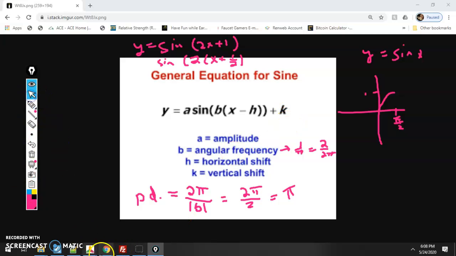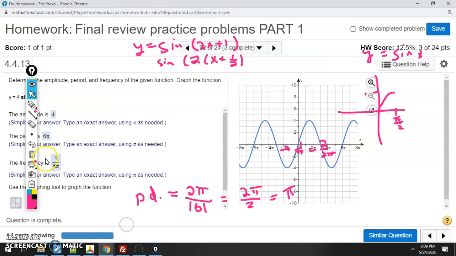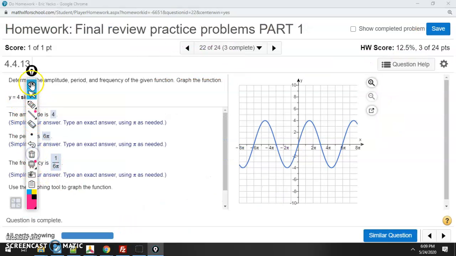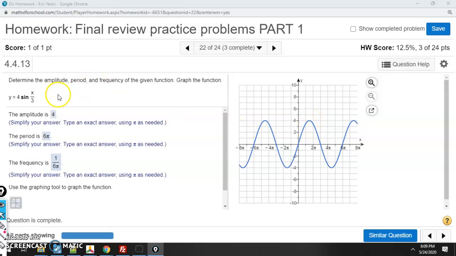Now let's look at one of the ones on the homework, kind of like this. So clear all the ink out of here. Now, you have y equals 4 sine of x over 3. I already went ahead and graphed it. The amplitude's 4. You can see that in the fact that the graph goes up to 4. If there is no vertical shift, the amplitude basically tells you how high the graph will go, and then you take the opposite of it, and that's how low the graph will go.